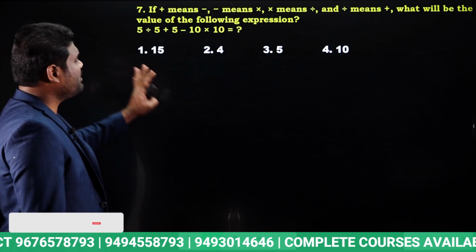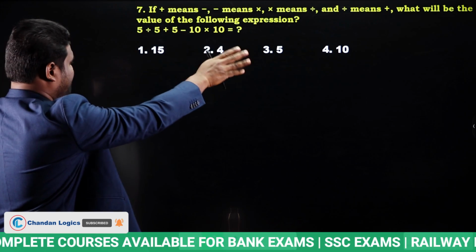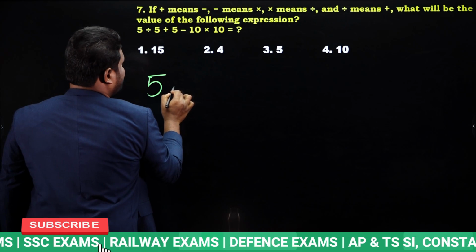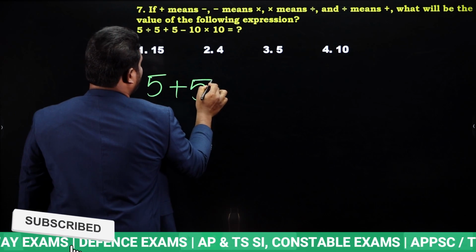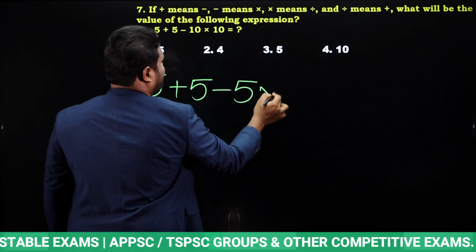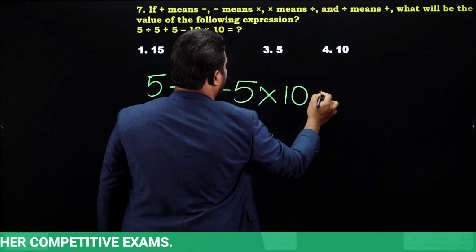So this is a simple question based on mathematical operations. They have given that plus means minus, minus means multiplication. Let us replace them. So 5, division means what? Division means plus. 5 plus 5. Now plus means what? Minus 5. Minus means what? Multiplication. 10. Multiplication means what? Division. Okay.